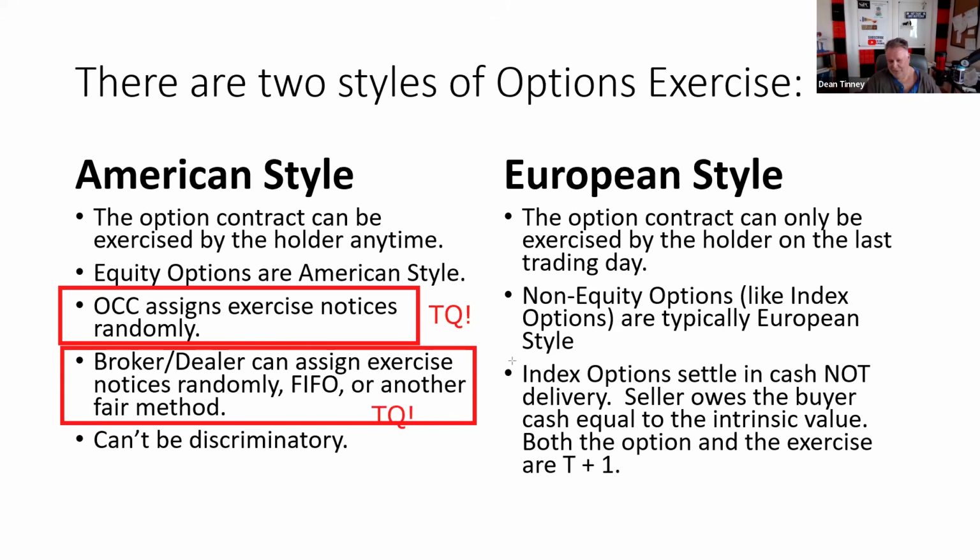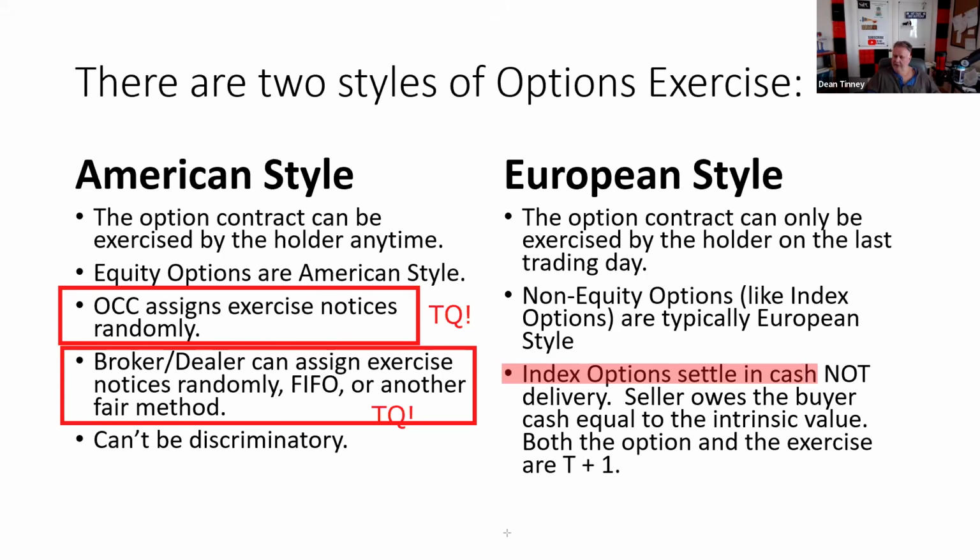Index options test questions settle in cash. If I had to deliver to you 100 shares of 500 stocks, nobody would trade with you. So, if I'm short an S&P 500 index option, we agree that if you exercise me, I'm not delivering the index. I'm going to deliver the cash. Now, remember, that's different than equity options, because in equity options, you actually got to deliver, right?